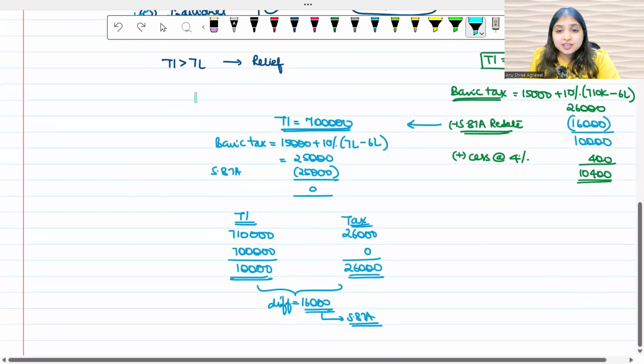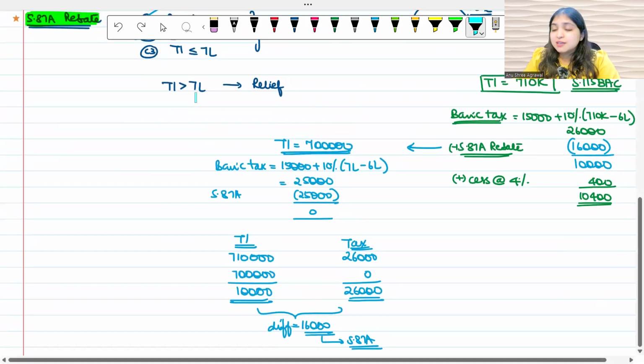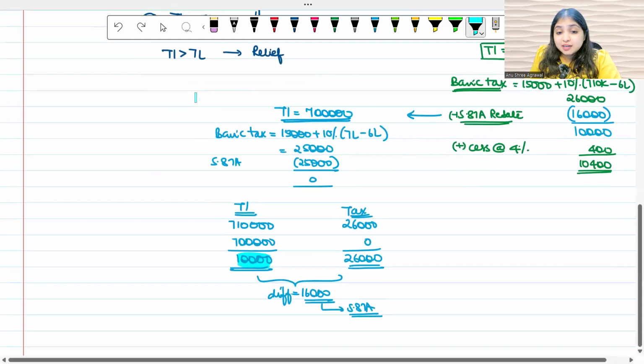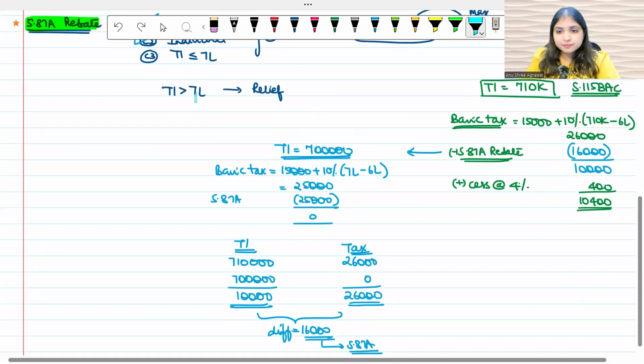You understood what exactly we did over here. We first did the calculation without rebate. We said assessee's tax is 26,000. Then we saw what if the assessee's income was 7 lakhs, then tax would have been 0. So my assessee has earned 10,000 extra income. For 10,000 extra income, they're asking the assessee to pay 26,000 extra tax. How is it fair? Tax is more and income is less. That's not fair. So the difference between these two we got as a rebate. All right.